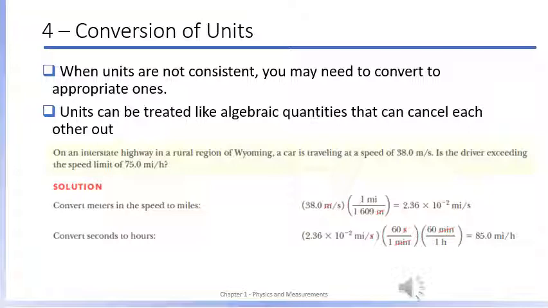And we will convert seconds to hours. So 1 hour is 60 times 60 seconds. So we will obtain as a final result after conversion 85 miles per hour. So this car is exceeding the speed limit on the highway.